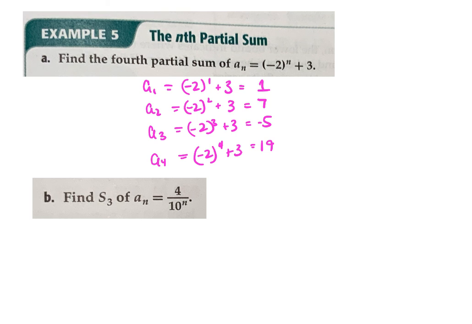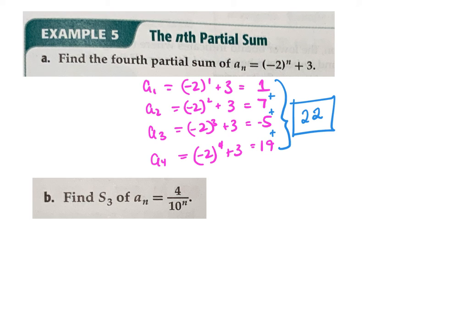If you want the fourth partial sum, you are literally going to add these up. When you add them up, you will get 22. So 22 would be the fourth partial sum of that.